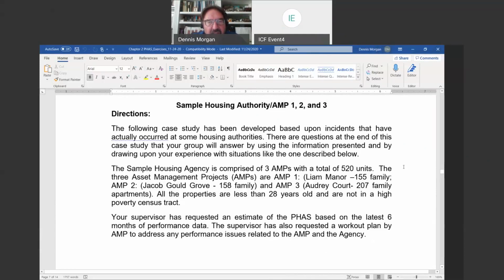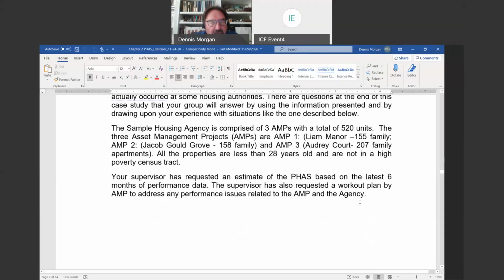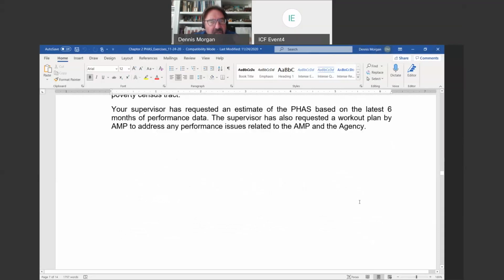So within these 3 AMPs that they have, Leah Manor has 155 family units, Jacob Gould has 158 family units, and Audrey Court has 207 family units, family apartments as well. All properties are less than 28 years old on the DOFA date, and they are not in a high poverty census tract as well when it comes to the MAS indicator.